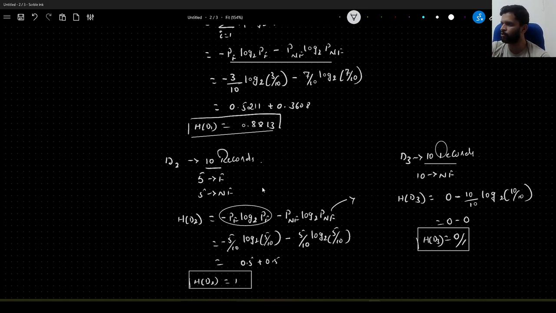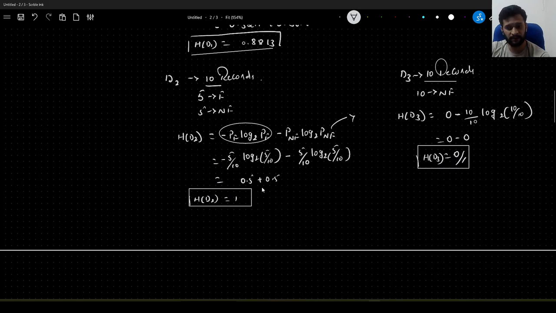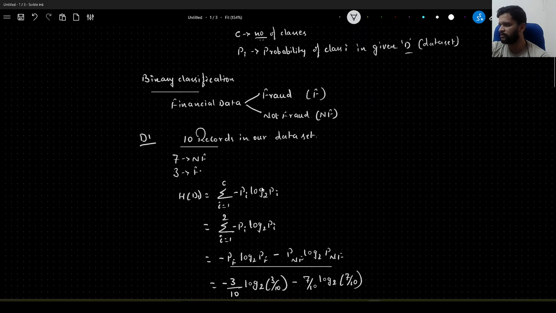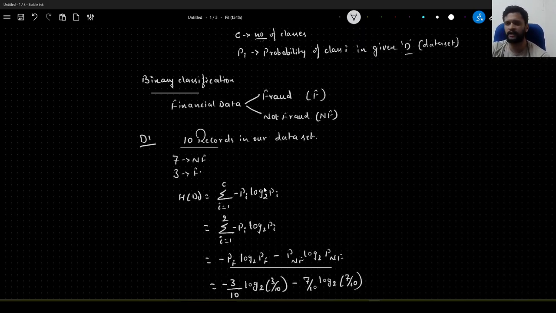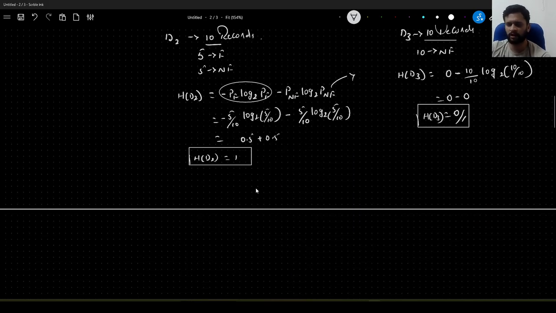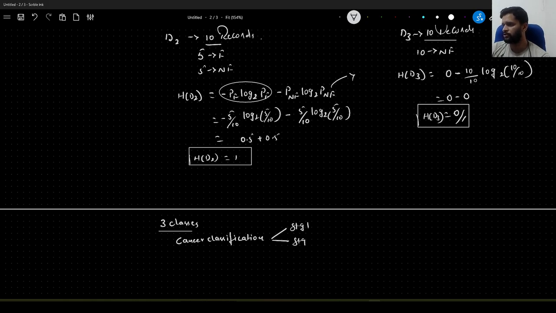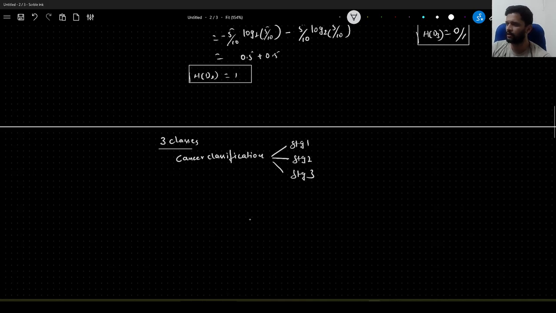So hopefully you have understood how to calculate the entropy and what the values represent. Okay, so till now we have considered only a binary classification example, right? So how does this work out if we have more than two classes? Let's say we have to classify the given data set into three classes. If I could think of an example here, let me take the example of cancer classification, wherein we need to classify the tumor into three stages: stage 1 cancer, stage 2 cancer and stage 3 cancer. So how will this formula roll out here?